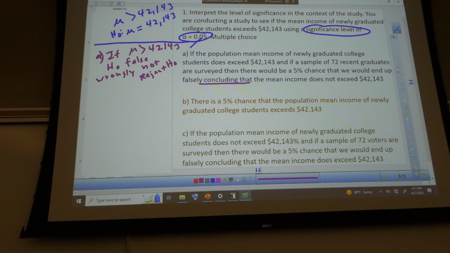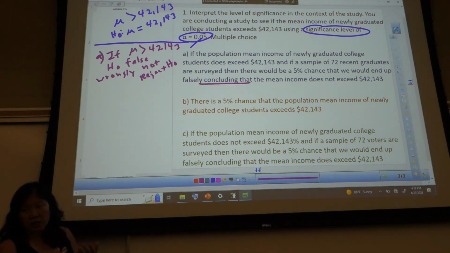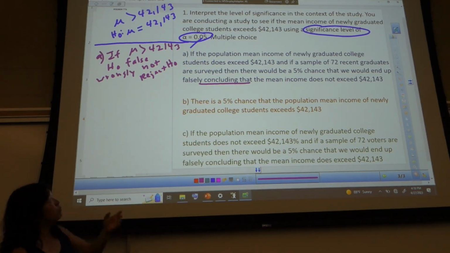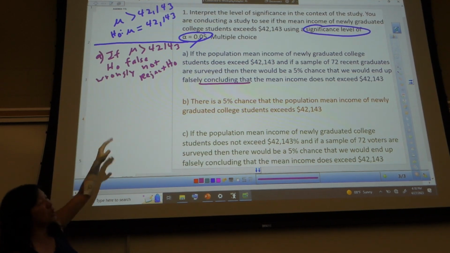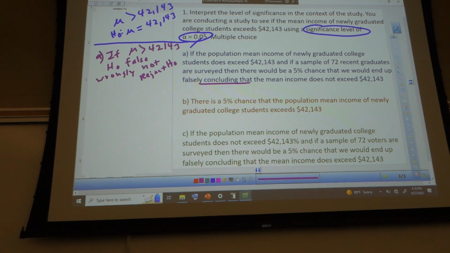Does everyone follow what I'm saying? We're saying the mean is bigger, so I should reject H naught, but incorrectly, I do not reject it. That's the first situation. It's saying there's a 5% chance. Isn't that a type 1 error? It's one of them. Yeah, it's a 5% chance. I should rewrite this.